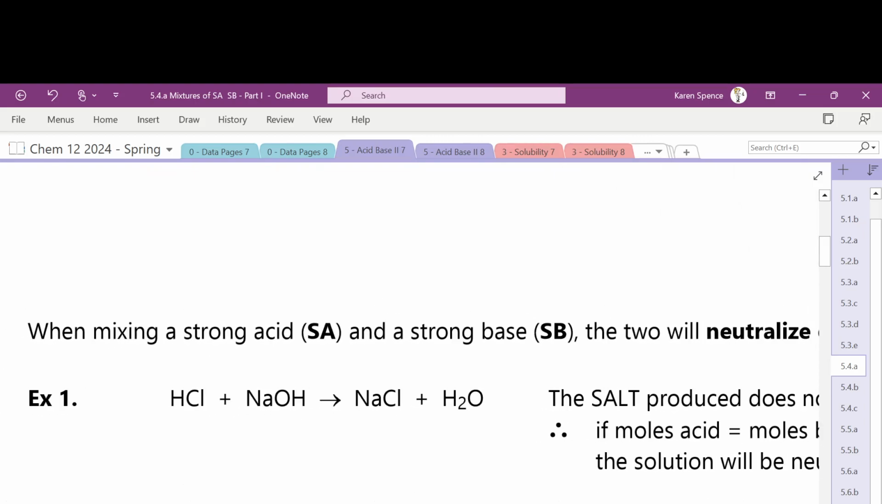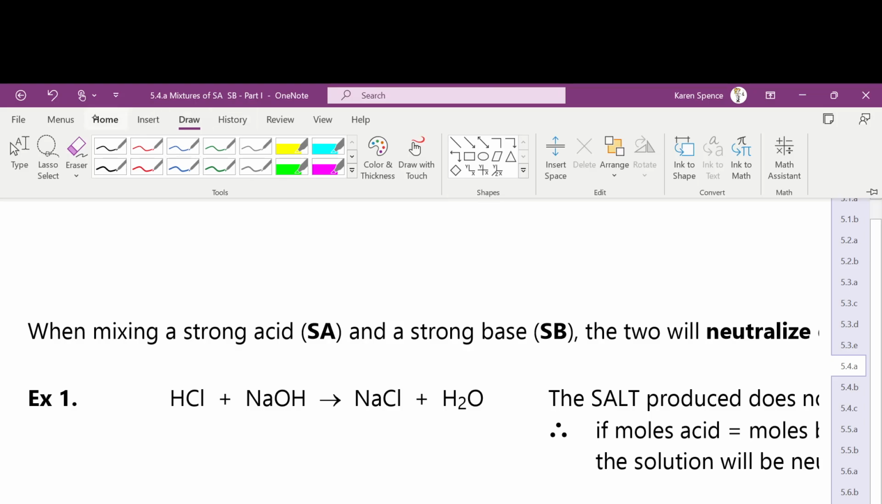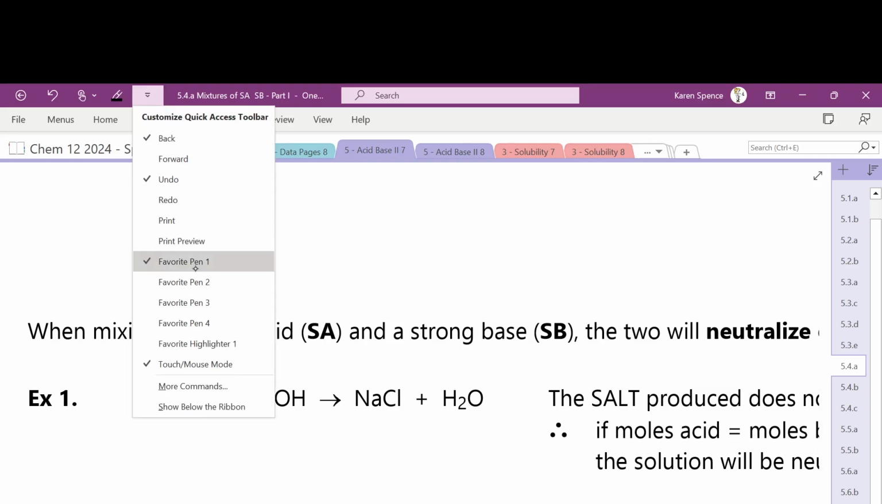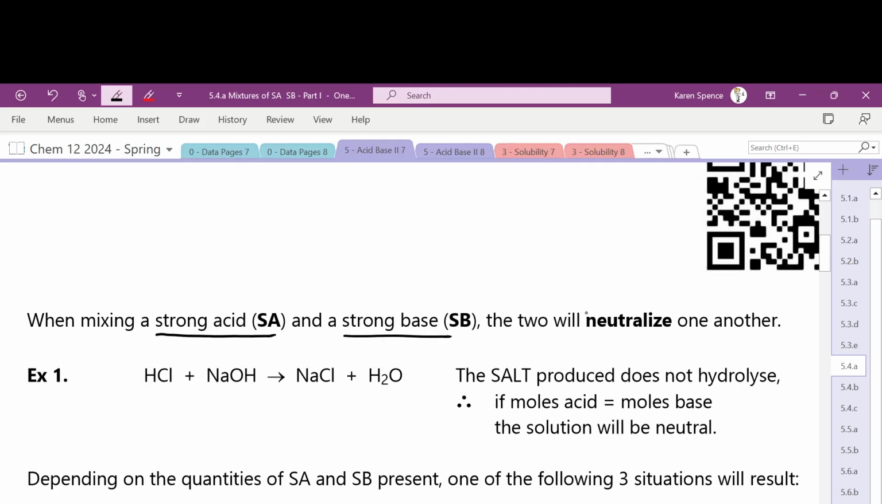Now, whenever you mix together a strong acid and a strong base, what will the two do to each other? They will neutralize. So a strong acid, when you mix together a strong acid and a strong base, the two will neutralize each other.